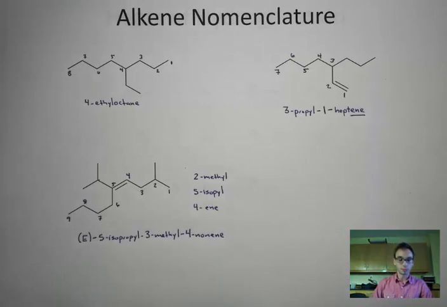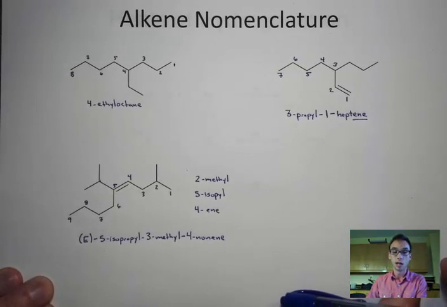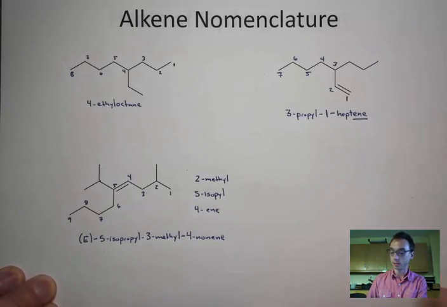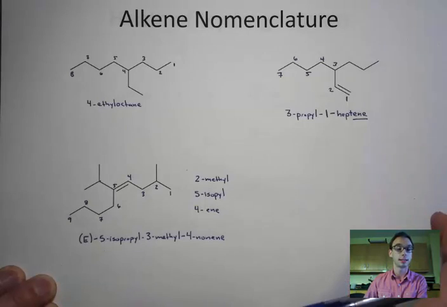And that's about as complicated as it's going to get. There could be some additional things like chlorines or fluorines or bromines, some halogens in there as well. But this is how you name a molecule if it has an alkene in it. And the alkene always takes priority over anything else that we've talked about so far.